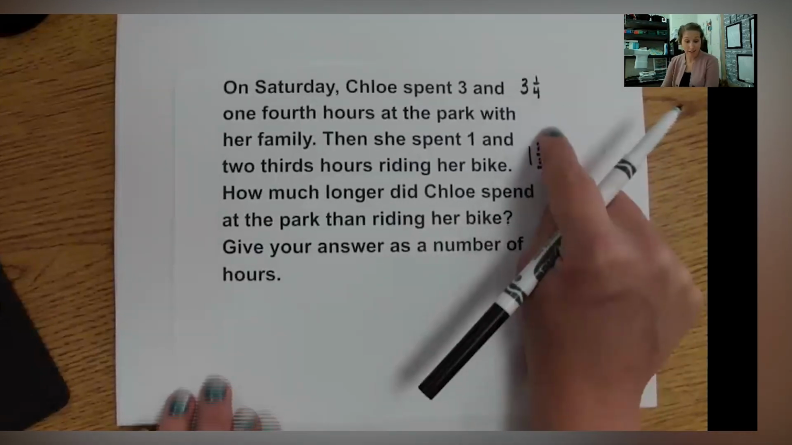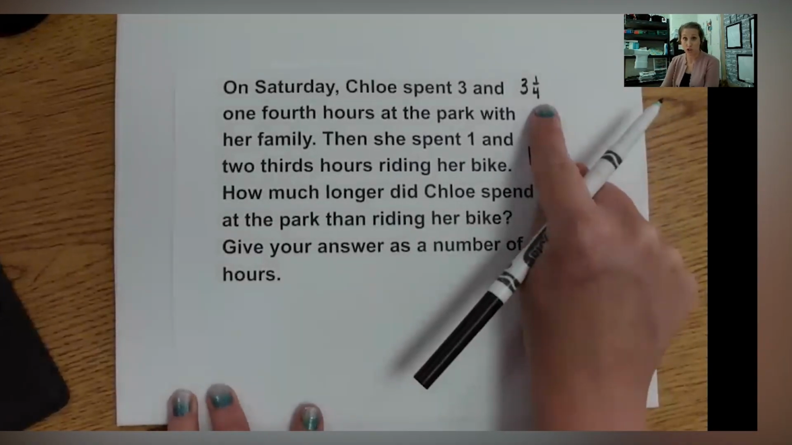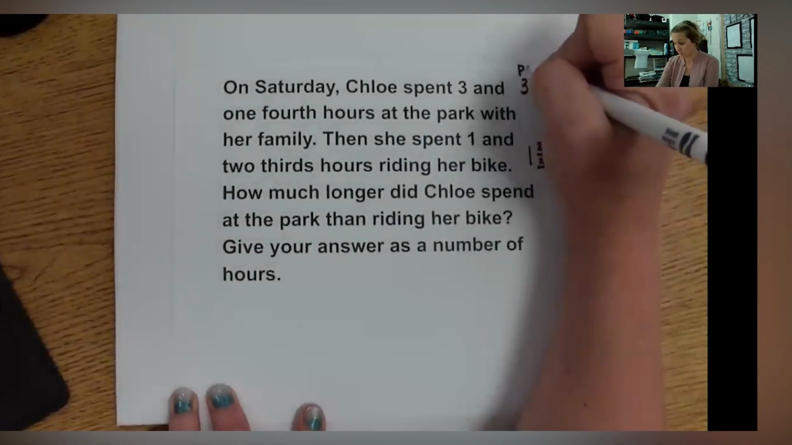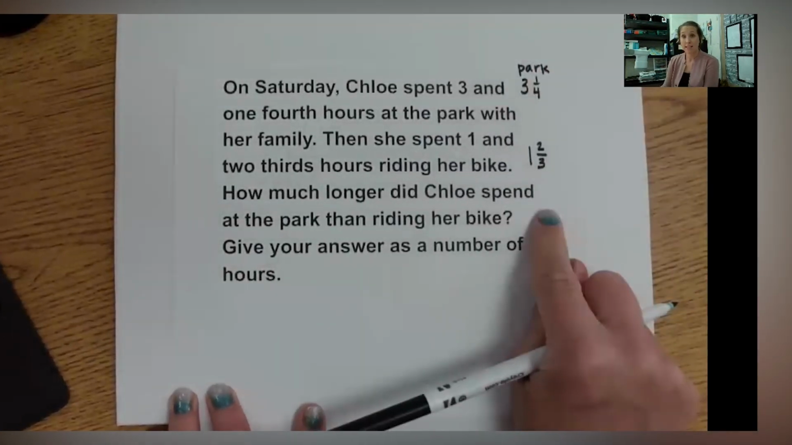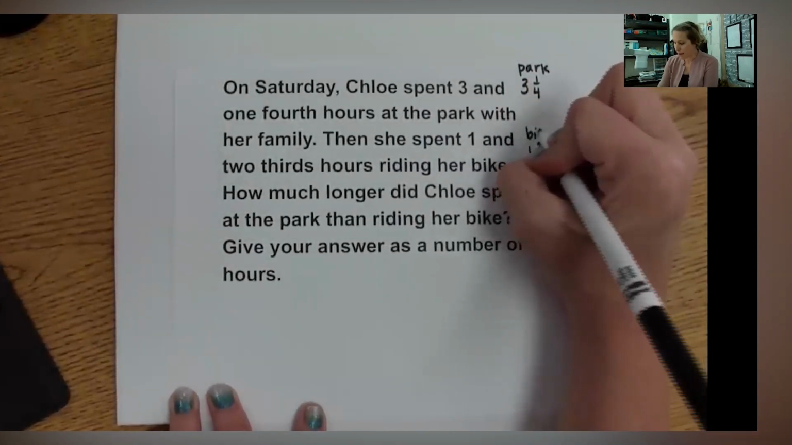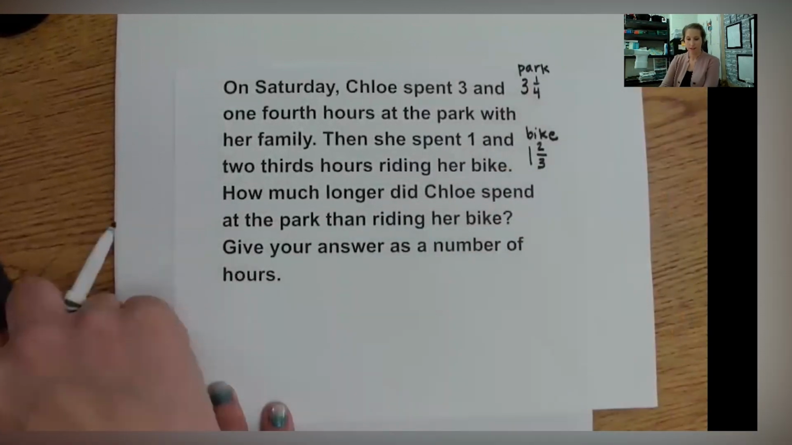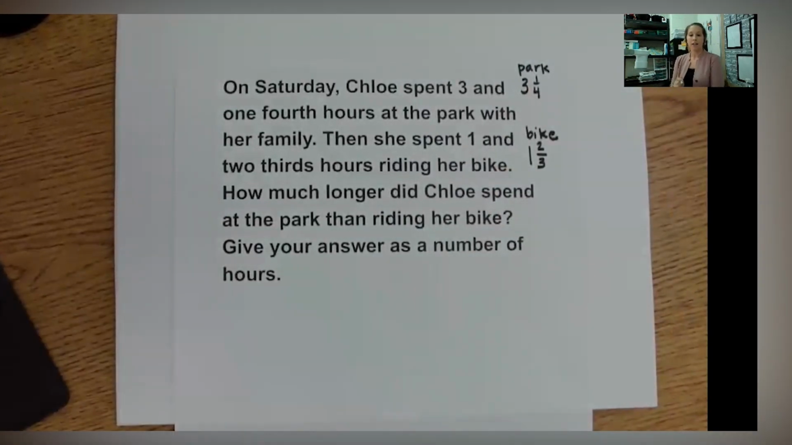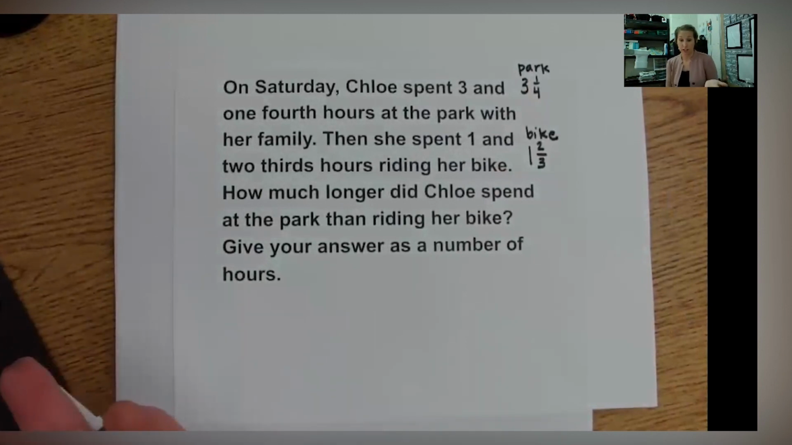Excellent. It's telling us she spent this much time at the park and this much time riding her bike. I noticed that the times are given to us as mixed numbers. Recall, a mixed number is when you have a whole number and a proper fraction. So both times are greater than a whole. Do you agree?